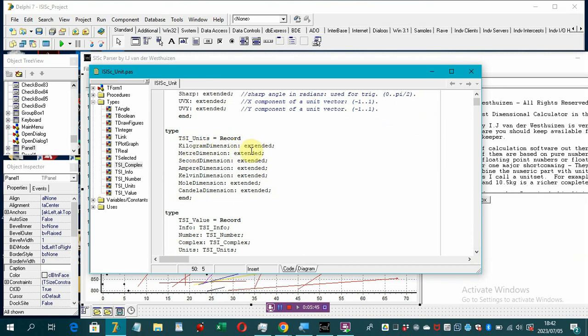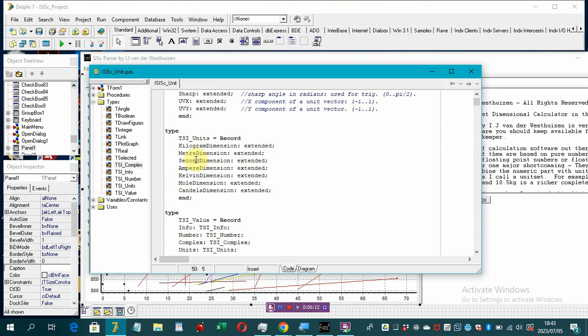Meter dimension, extended floating point number. Second dimension, or the power of the second, extended. When it's negative, you divide. When it's positive, you multiply. And basically, when it's 0, it's ignored. It's a 1. Anything to the power of 0 is 1. If that second dimension says 0, there's no time involved.